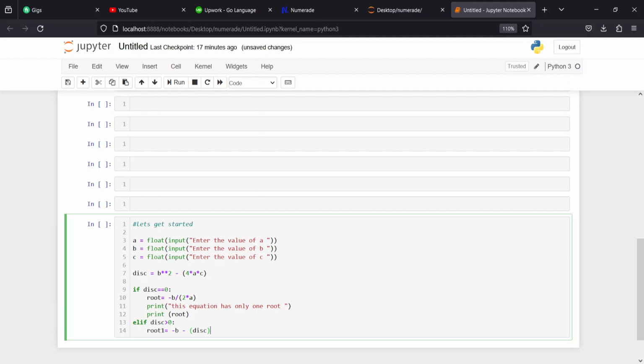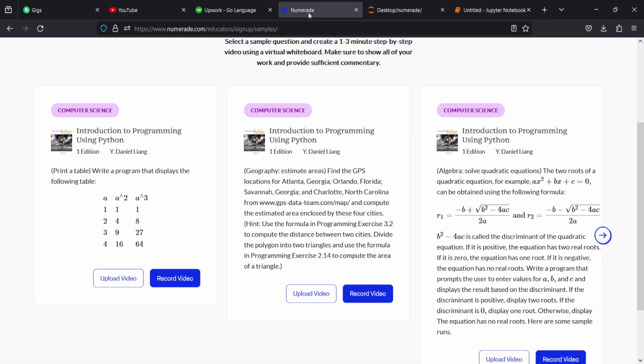So the value of square root is equal to power 0.5, as you all know that. So I will put this parenthesis on the denominator, and then I will divide this with 2 asterisk a. So let's put a parenthesis here as well. So this is for one root.